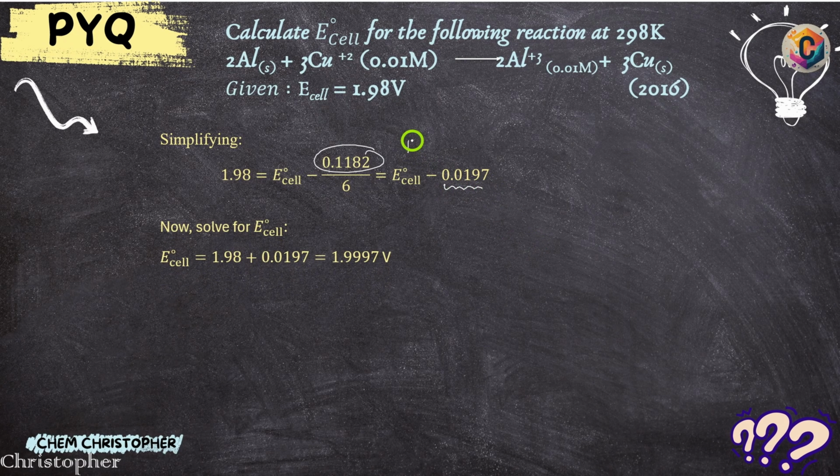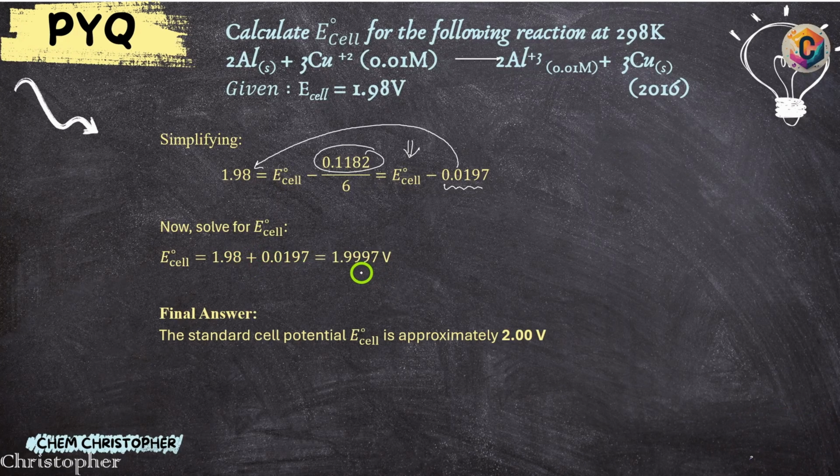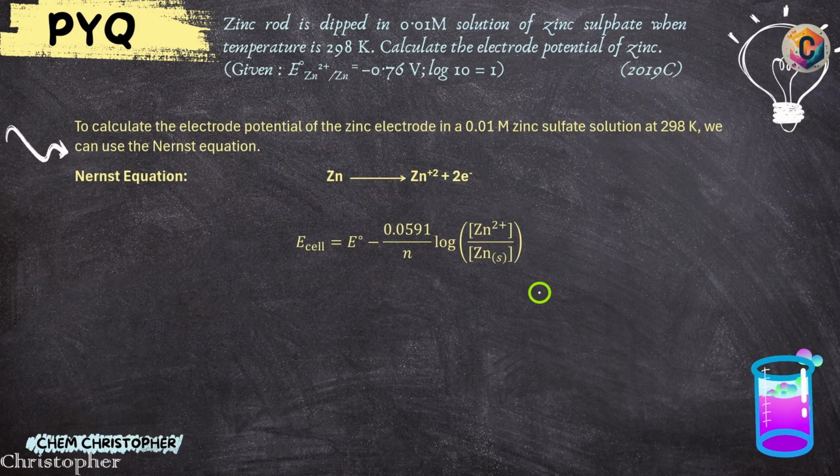So I need to find the E naught cell value. What I'm going to do is bring this term to the other side. Minus, when it's brought to the other side, becomes plus. So when I add it, I will get 1.9997. This can be approximately written as 2 volt. I hope you understand. Come to the next question.